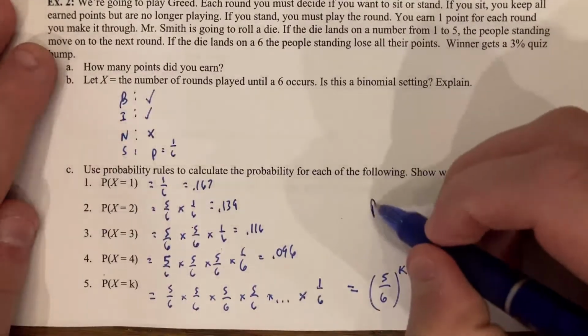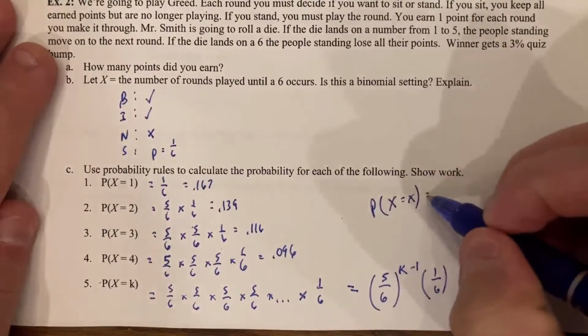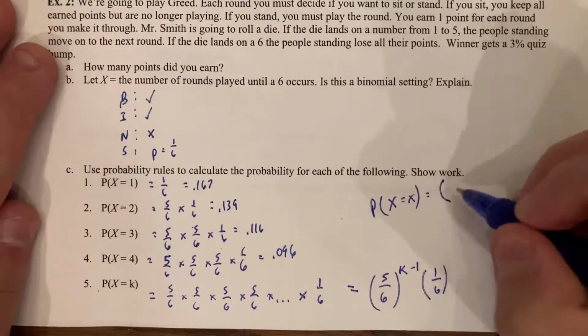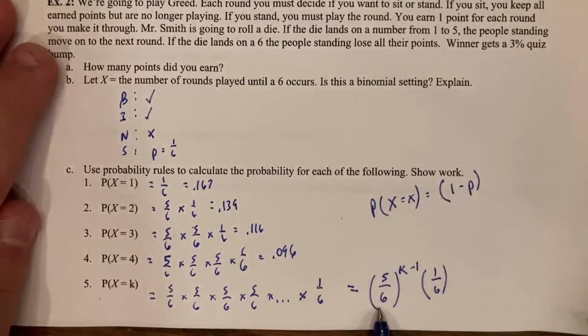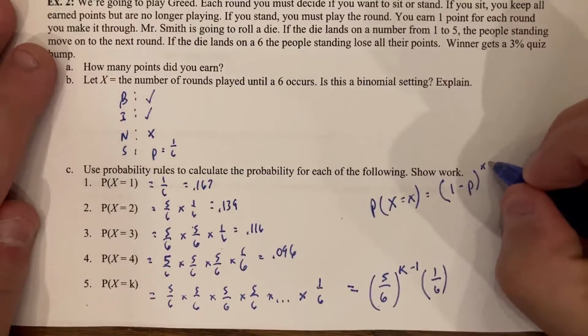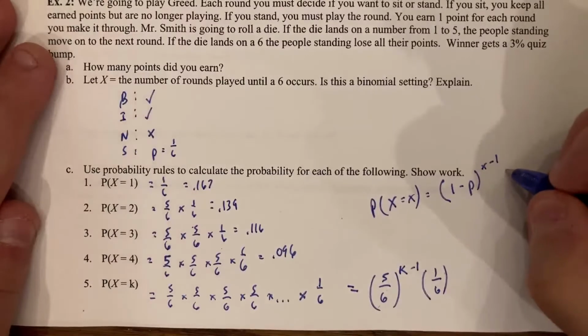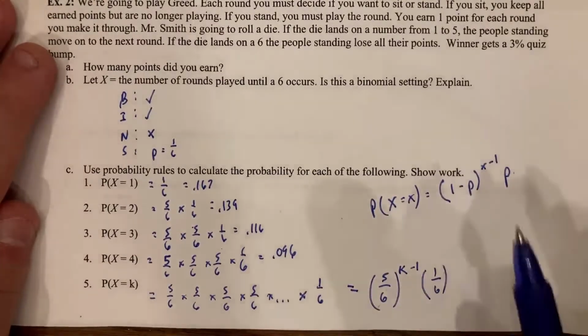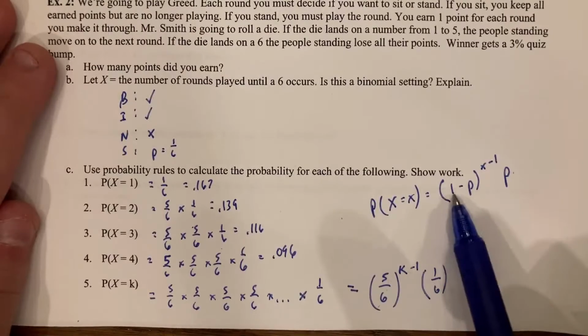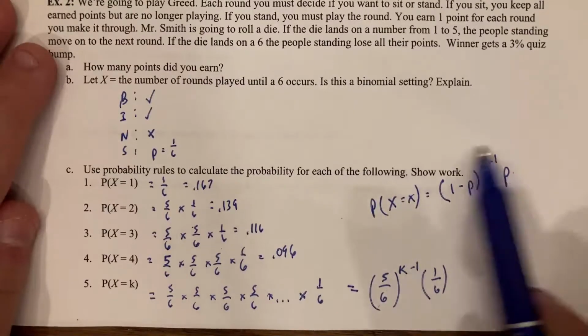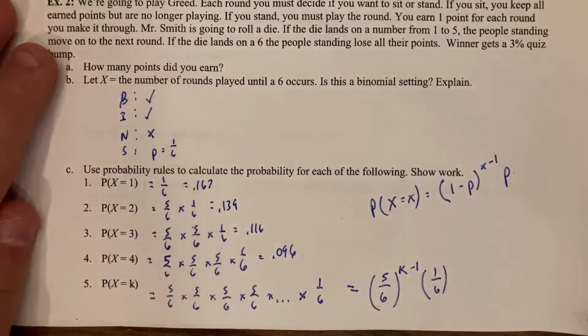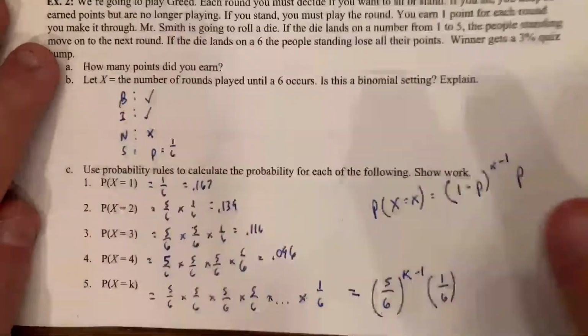And then here's the overall formula for this, and this is what you'll see in your formula packet. You see 1 minus p, that's the 5/6, that's 1 minus 1/6. We call that q in some formulas, but it's the complement to the 1/6. Then x minus 1 times p. There's your formula. So this is a bunch of 5/6s times 1/6. There's the formula for finding the probability. This is called a geometric distribution.